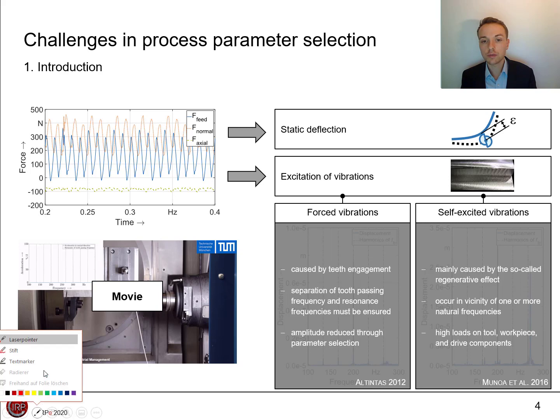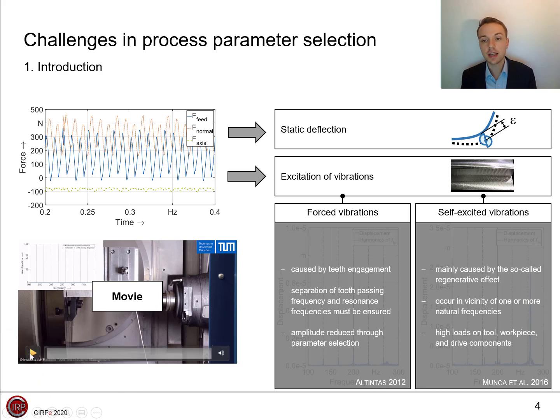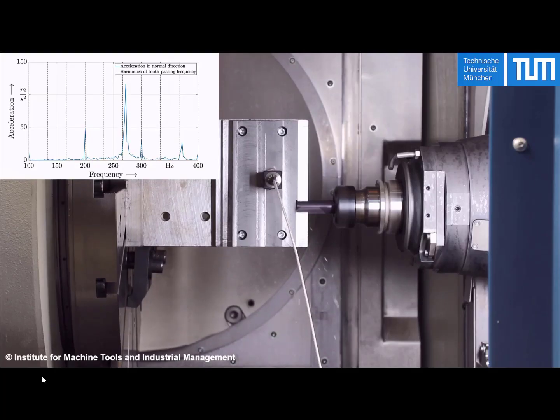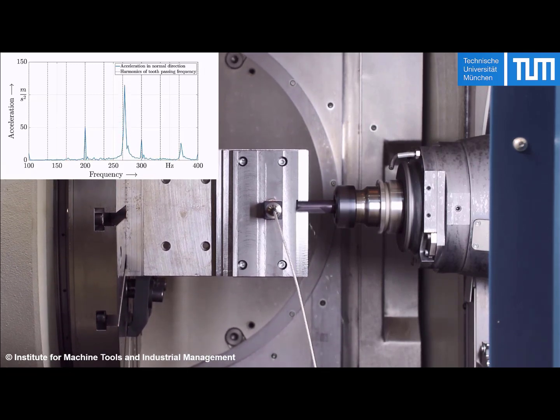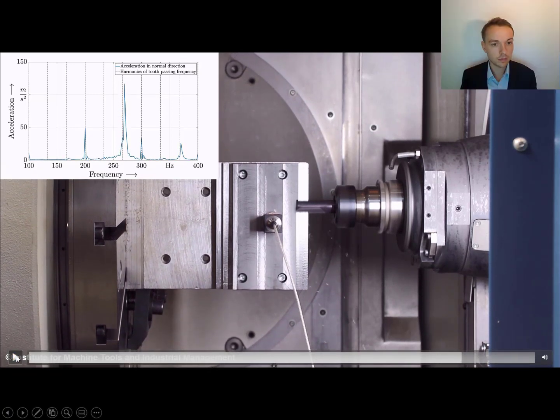In the following short video clip, you can see and hear the occurrence of chatter vibrations during an end milling operation. In the frequency spectrum, at the top left, you can see the chatter frequency, which does not correspond to a harmonic of the tooth passing frequency. In addition, the chatter marks are clearly visible on the machined surface.